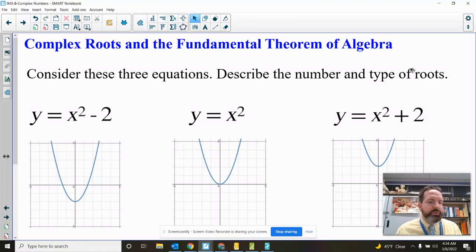Okay, let's talk about roots. So remember, roots are the same thing as zeros, which are very often the same thing as x-intercepts of a graph. They are the solutions to the equation if you replace the y's with 0. All of those things mean the same thing.